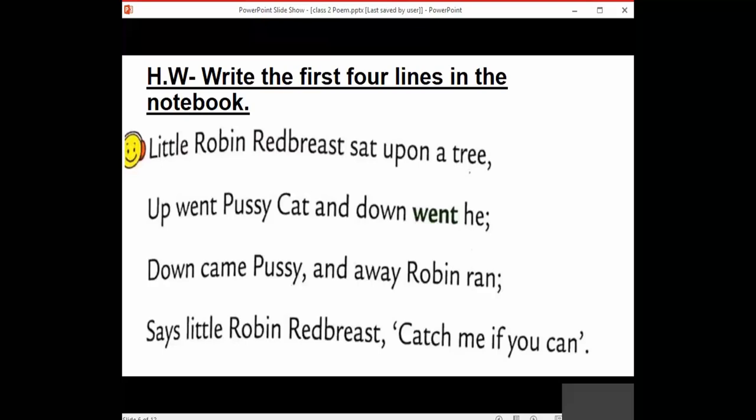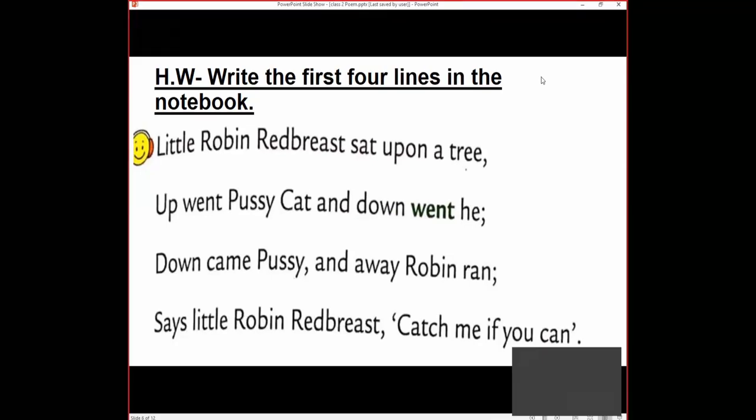But do we have to write in the notebook? Let me complete my sentence. This you have to write in your notebook. Listen to me, pay attention. I don't want anyone to talk.